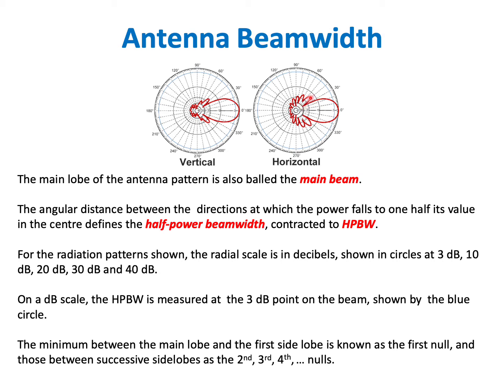Then you have the first side lobe where the telescope's more sensitive. Then you have the second null, then the second side lobe, then the third null, then the third side lobe. So in the nulls, you're very insensitive, but then you're slightly more sensitive in these side lobes.